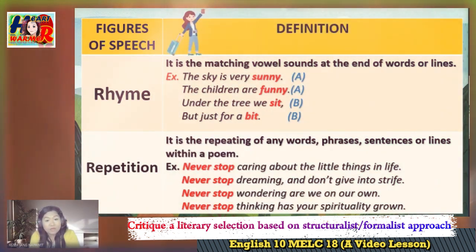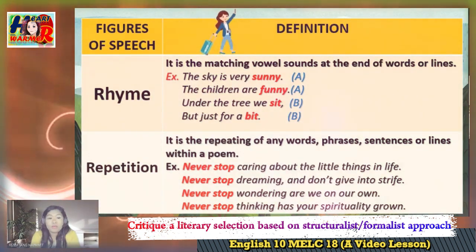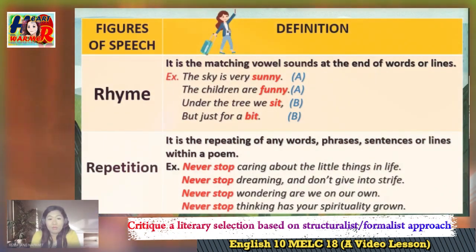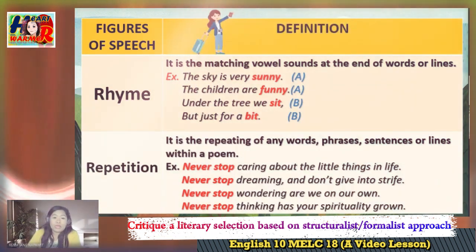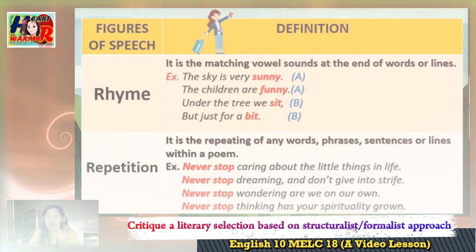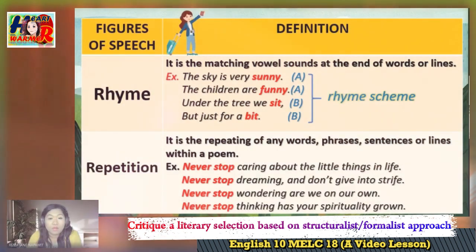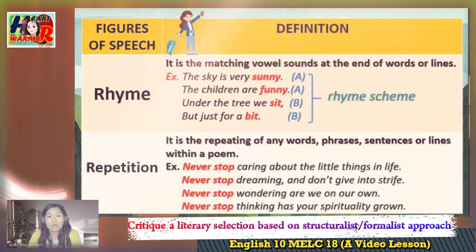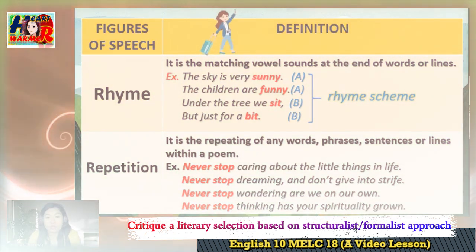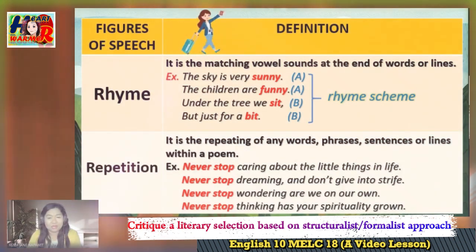Never stop caring, never stop dreaming, never stop wondering, never stop thinking. The repetition of any word, phrase, sentence, or line within a poem or certain text is called repetition. Okay? So you see, a rhyme again has what we call a rhyme scheme, and repetition is obviously the repeating of any of the given words, phrases, sentences, or lines.